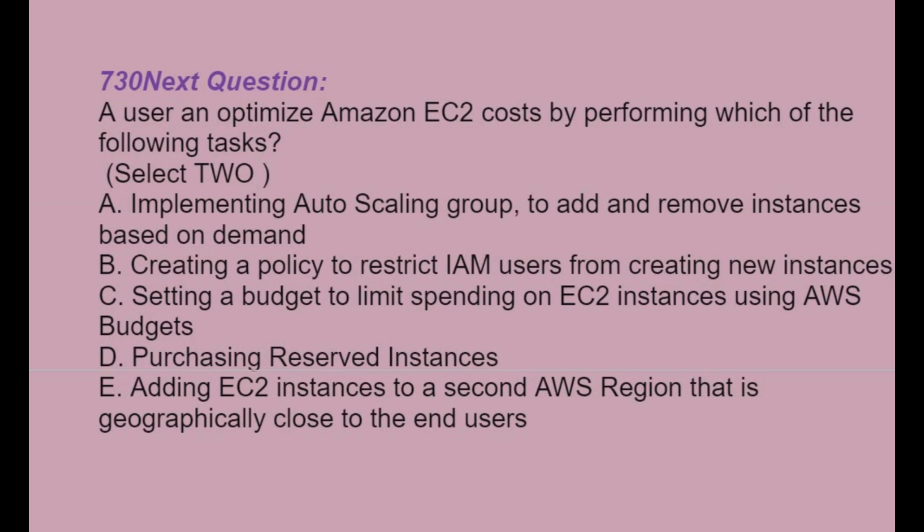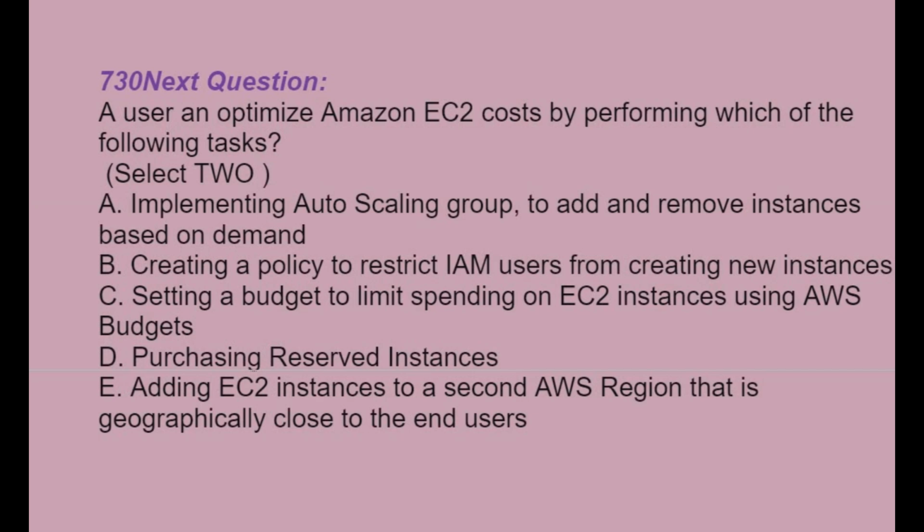Question is, a user can optimize Amazon EC2 cost by performing which of the following tasks? Select two options. Option A. Implementing auto-scaling group to add and remove instances based on demand. Option B. Creating a policy to restrict IAM users from creating new instances.